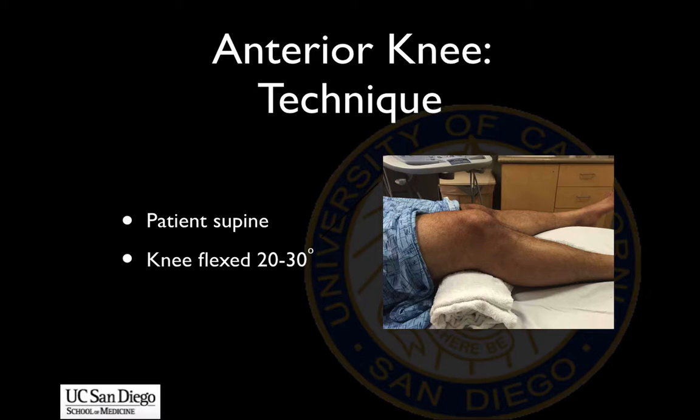This can easily be accomplished by placing a towel or perhaps a pillow behind the knee such that you can get the correct degree of flexion. This position is important for many reasons, not the least of which is that when the knee is flexed to this extent, it will decrease the amount of anisotropy that is often encountered with the quadriceps and patellar tendons when the knee is in full extension.